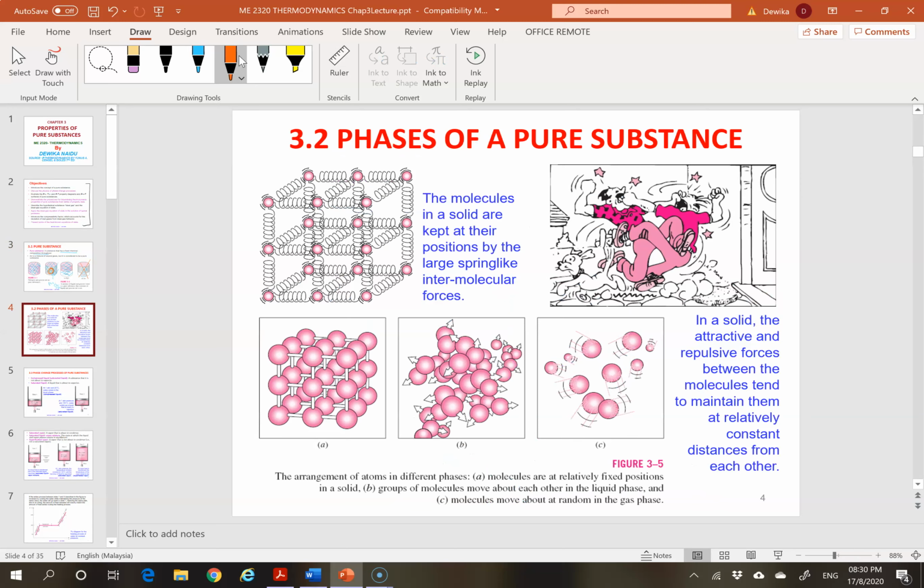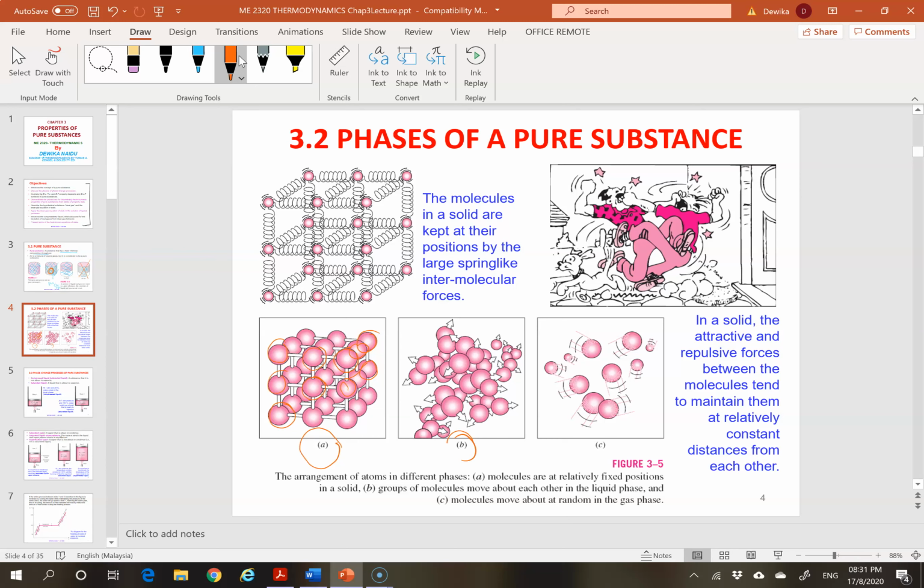Okay. Now, chapter 3.2, phases of a pure substance. So we have 3 phases. Actually, we have 4 phases, but in this syllabus, in this thermodynamics lesson, we only discuss 3 phases, which is the first phase, the solid phase. In solid phase, atoms are arranged in a fixed position, in a lattice. Can you see it forms a nice, unique arrangement, and it's fixed.